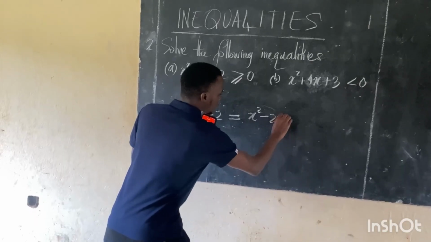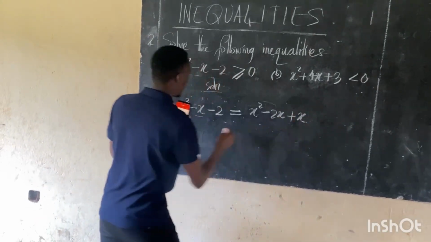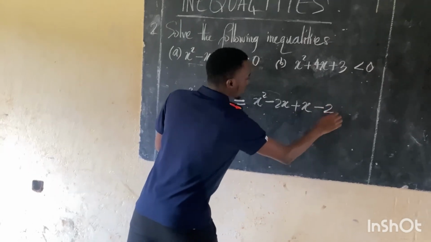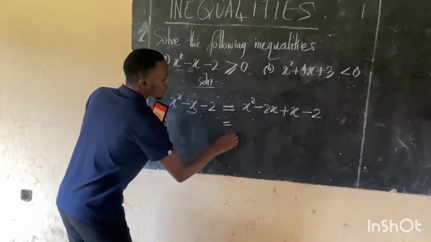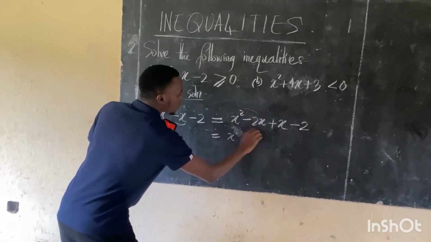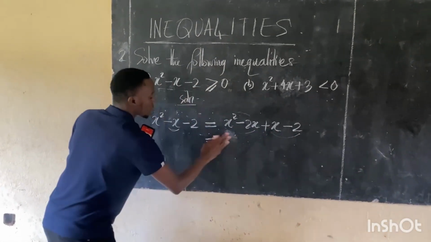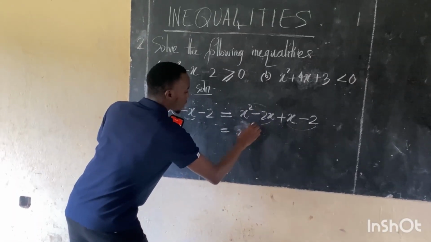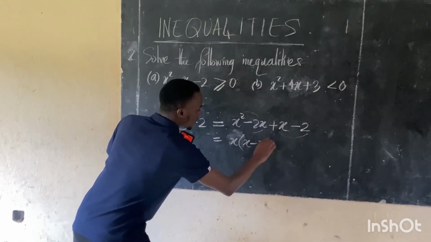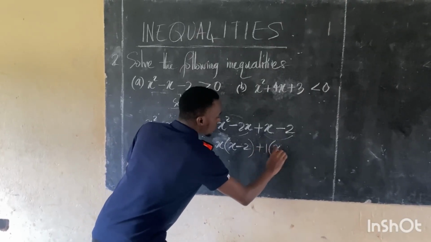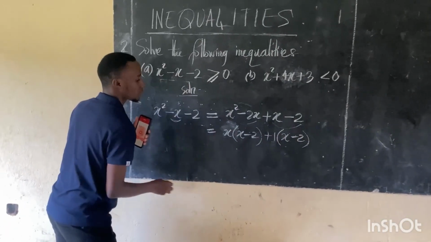This is minus 2x plus x. We break this into 2 terms. So finally, from this we shall get our x squared. We shall look at this as a pair of those 2 quantities, and we shall pull out an x here, get an x minus 2. We pull out here a 1, we'll get an x minus 2.